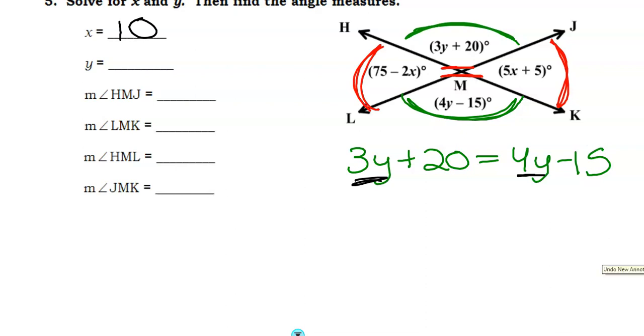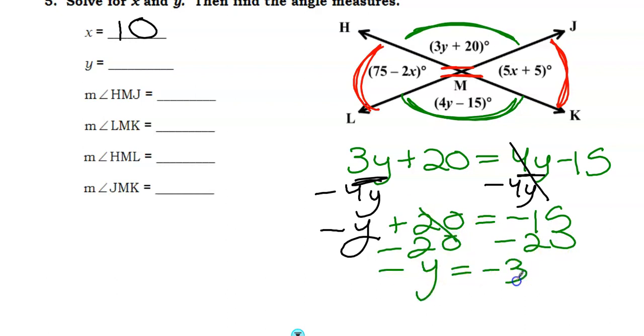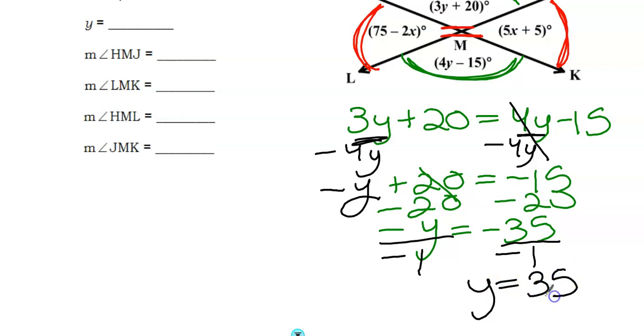Okay? So I'm going to move my y first. So 3y minus 4y is negative y plus 20 equals negative 15. Okay? And then this 20, I have to move over because I got to get this y by itself. So opposite of adding 20 is subtracting 20. And I get negative y equals negative 35. Divide negative 1 to both sides. And y equals 35.